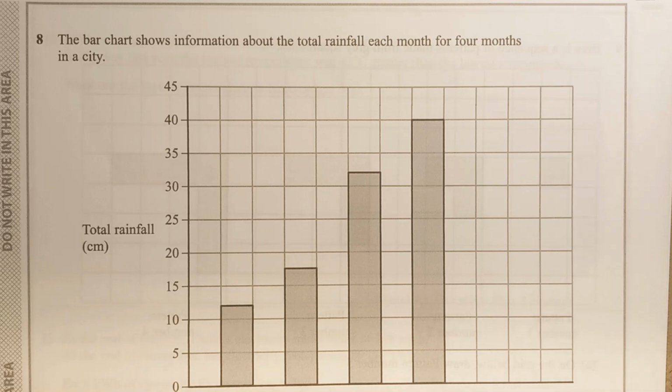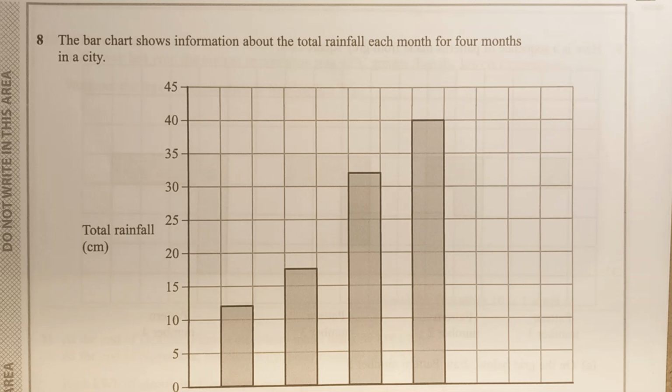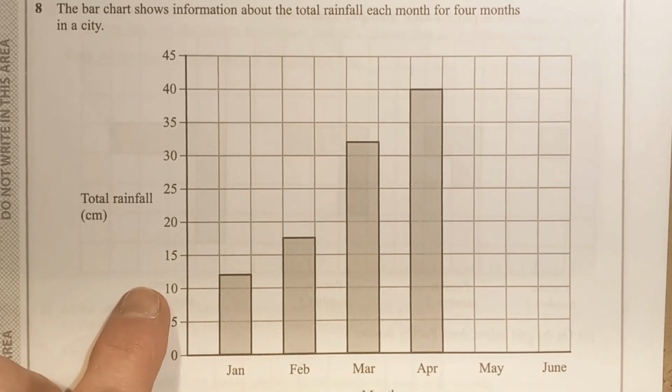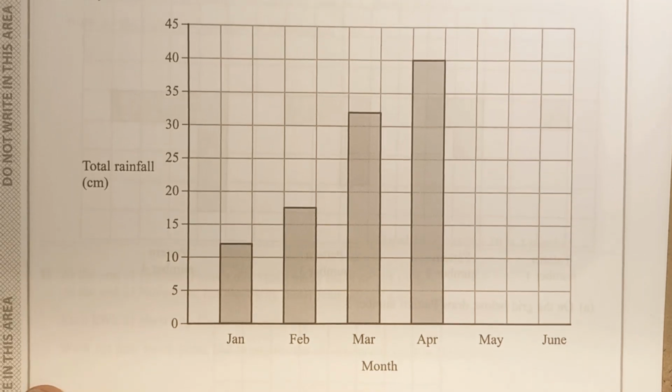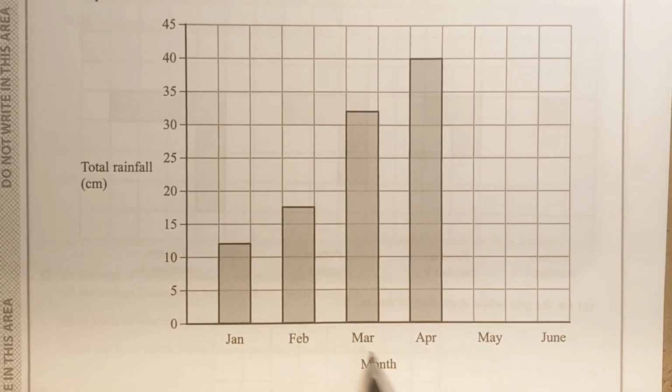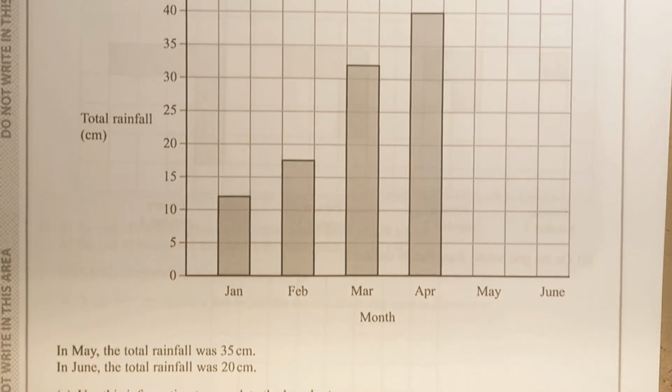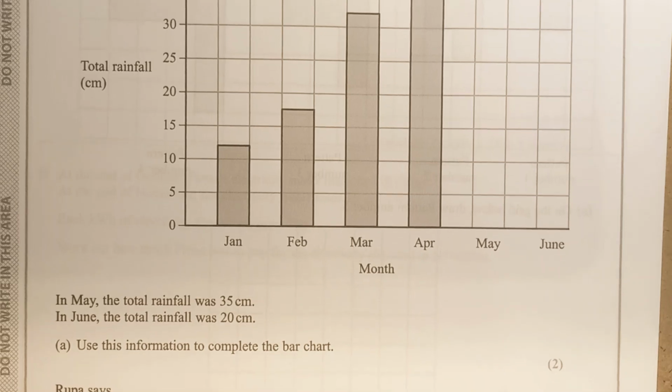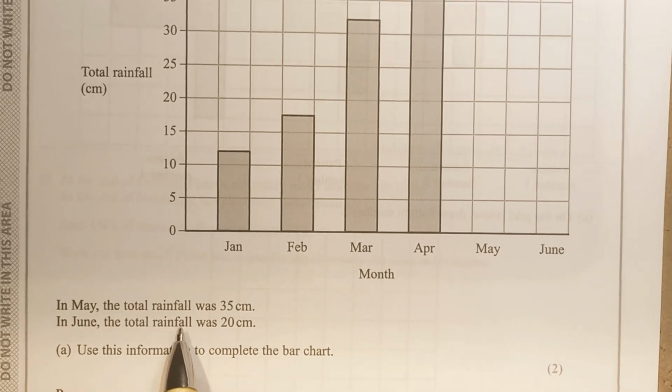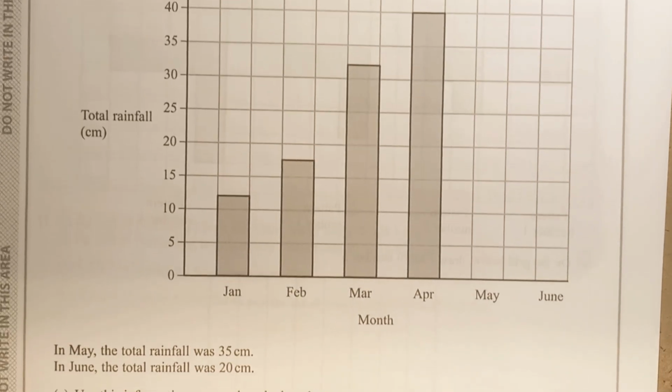Question 8. The bar chart shows information about the total rainfall each month for 4 months in a city. Yes, we've got it there. Total rainfall going up the side. We've got our months: January, February, March, April, May and June. And we're told in May the total rainfall was 35 centimetres. In June the total rainfall was 20 centimetres. Use this information to complete the bar chart.